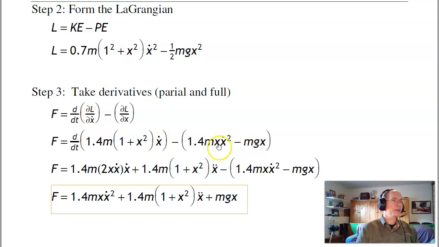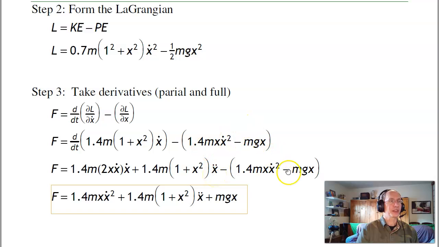Now take the full derivative. And here's where we get the chain rule. The derivative of the first term will give you 2x x dot times everything else, 1.4 m x dot. The derivative of the second term gives you 1.4 m times 1 plus x squared, times x double dot.